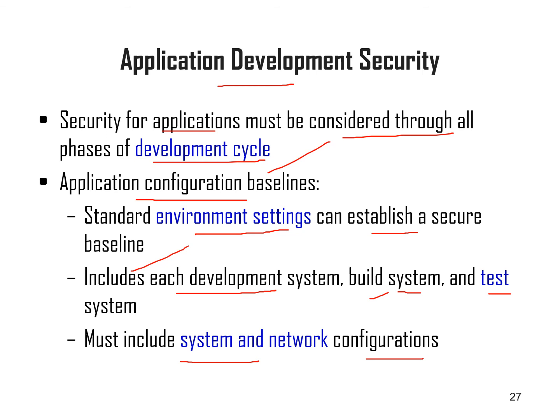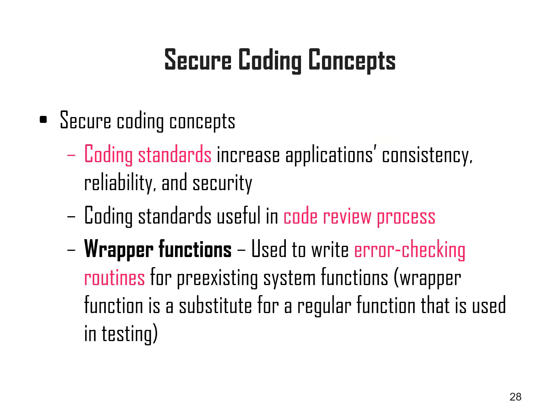So we have to give security at every phase: at the development system, build system and the test system. It must include a system and network configurations. Secure coding is a very important concept in application security. Coding standards increase the application's consistency, reliability and security. Coding standards are useful in code review processes.